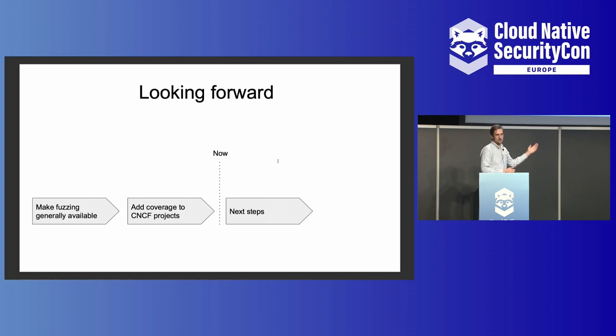But of course, we are seeing changes in this as well. For example, with Go 1.18, where the fuzzing engine is getting integrated into the language itself. So next, over the last few years, we have worked on bringing these fuzzing capabilities to the CNCF projects.